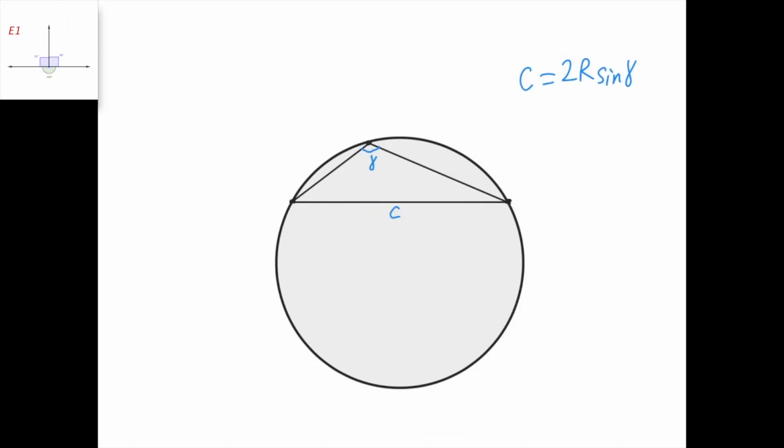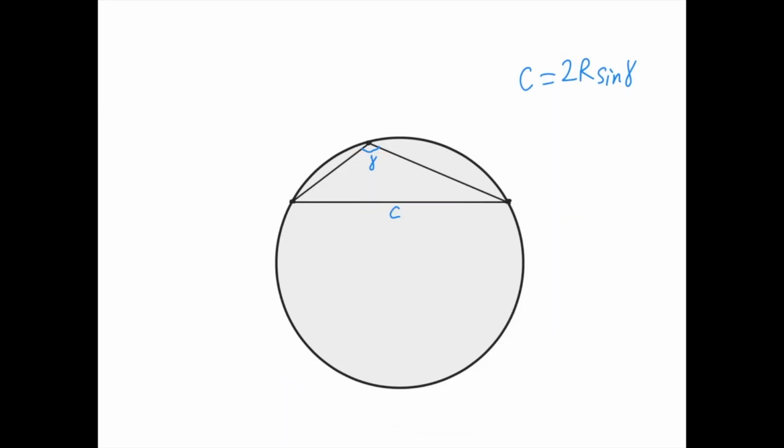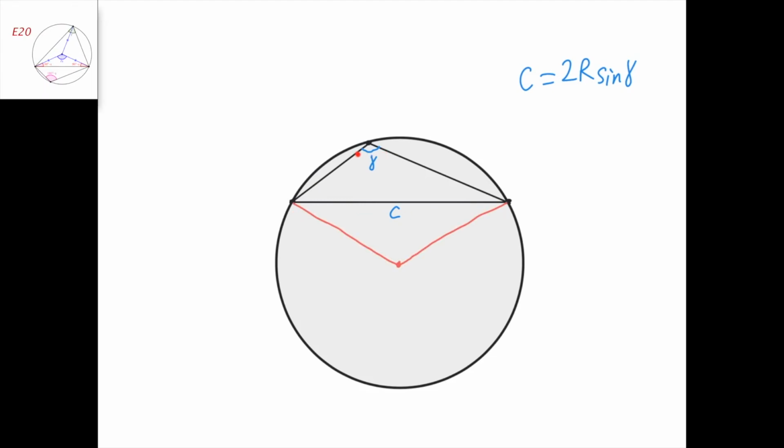The second case is when gamma is obtuse. Then how do we prove that C equals 2 times r sine of gamma? We know that this angle gamma corresponds to this arc of the circle. And this arc, with respect to the center of the circle, corresponds to this angle here. And so this must be twice as much as this angle gamma, so this is 2 times gamma.